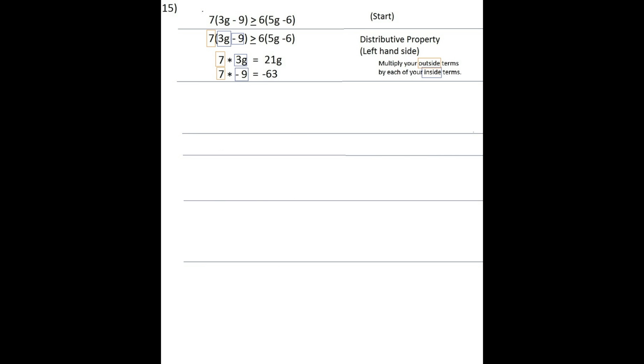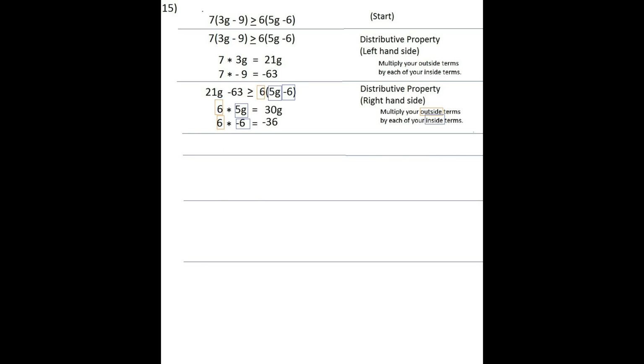7 times 3g is 21g. 7 times negative 9 is negative 63. We're multiplying the outside terms by the inside terms. Now that 7, that's our outside term in orange. The 3g and the minus 9, or negative 9, those are our inside terms. Now we figure out the other side.